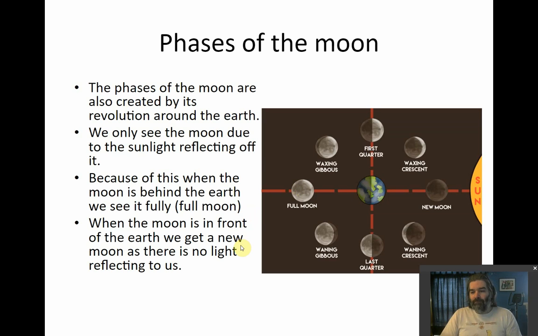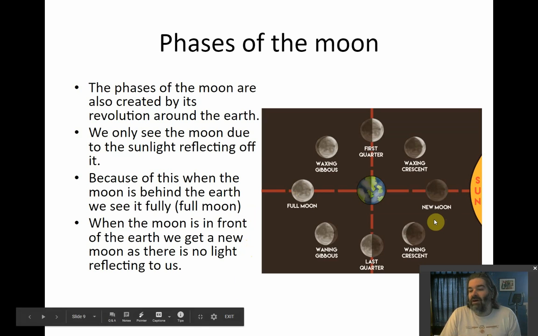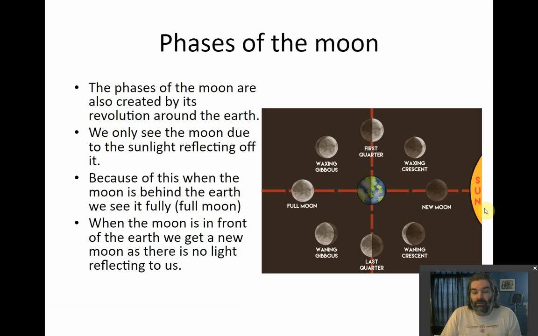Now, one of the biggest misconceptions people have is that they think the full moon is when the Moon's in front of the Earth. Well, that's actually not the way it works, because the Moon doesn't give off its own light. It reflects sunlight. So it's when the Moon is on the far side of Earth that we actually see a full moon, because all the sun's rays hit the Moon and reflect back to Earth. When the Moon is beside Earth, we only see half of it lit. When it's in front of us, we actually get a new moon, because all the light reflecting off the Moon is going in the other direction.